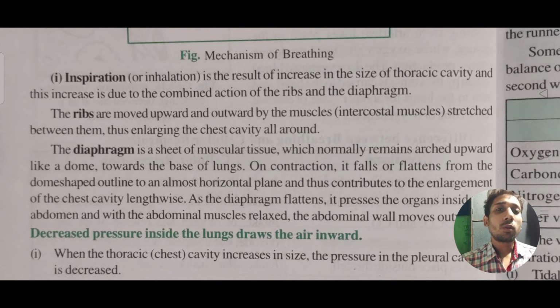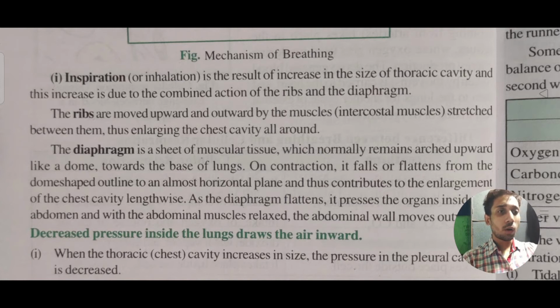Then we go to see the work of the diaphragm. The diaphragm is a sheet of muscular tissue which remains arched upward like a dome toward the base of the lungs. On contraction it flattens from the dome-shaped outline to an almost horizontal plane, thus contributing to the enlargement of the chest cavity lengthwise. So the diaphragm is also a kind of muscle. It is a layer of muscle, and in this layer we can see that it is arched upward like a dome.